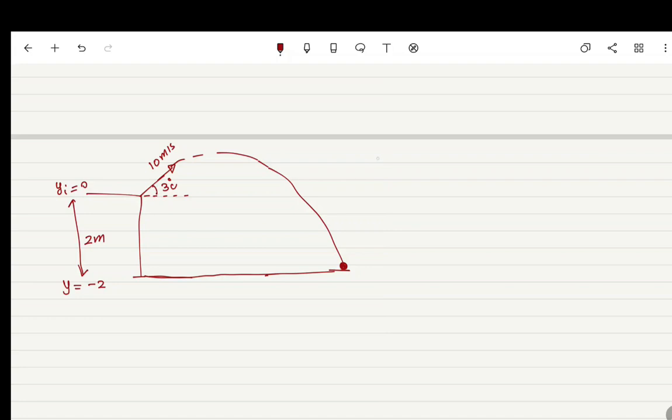Now to calculate the speed, which is actually the magnitude of v, equal to the square root of v final x square plus v final y square. Remember, the final x here is equal to the initial x. In projectile motion, the x component of velocity is constant. Now we need to calculate the v final y. Use this equation here, v final y square equals v initial y square minus 2g delta y.